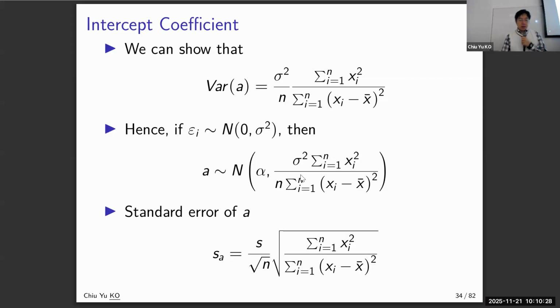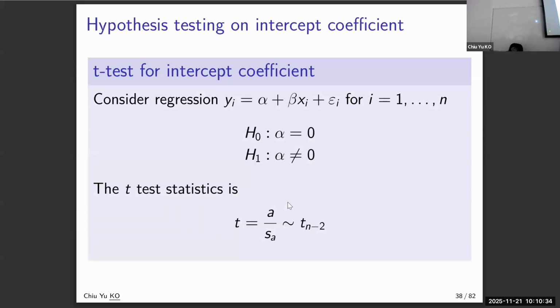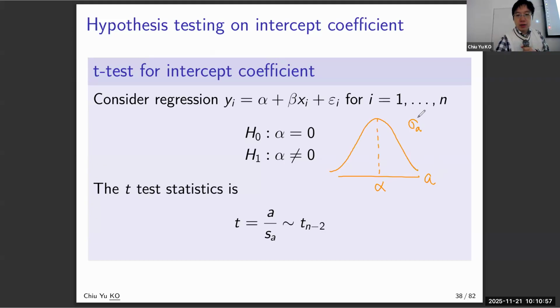So once we have that, then because of normal, we can do hypothesis testing on alpha, right? We want to see if alpha is the same as 0 or not. And just to remind you, what we are doing is a bell curve, and this is alpha here. The variance is sigma A square, right? And what is sigma A square? Sigma A square will be sigma square over root n, if you look at the formula.